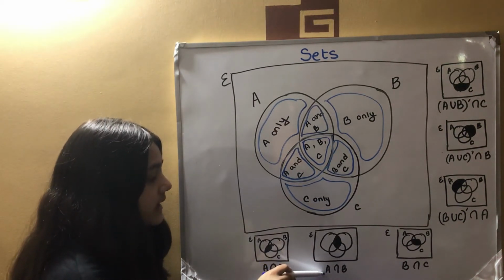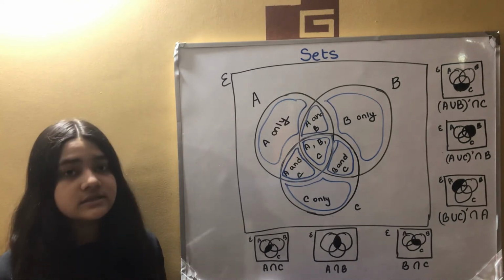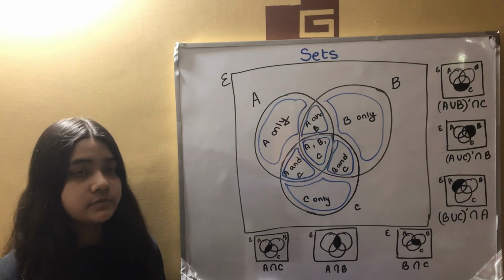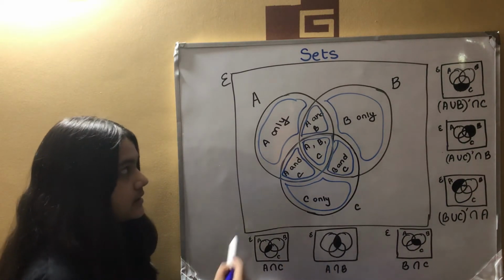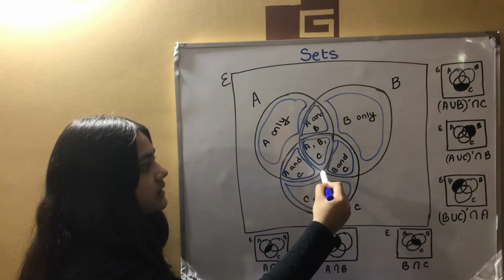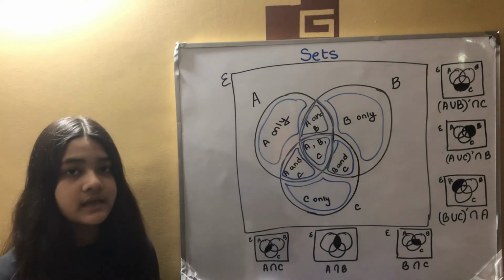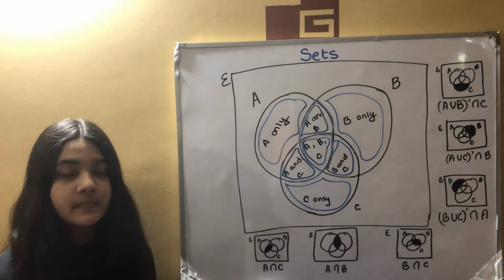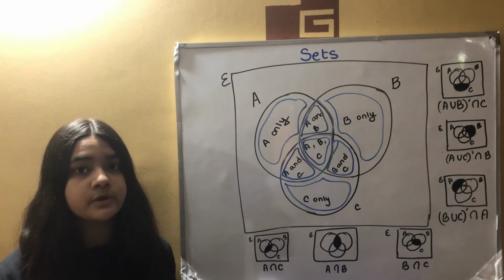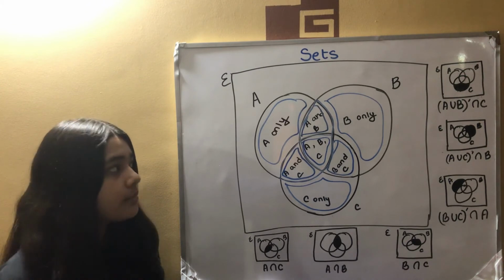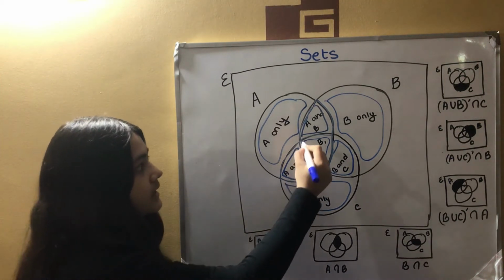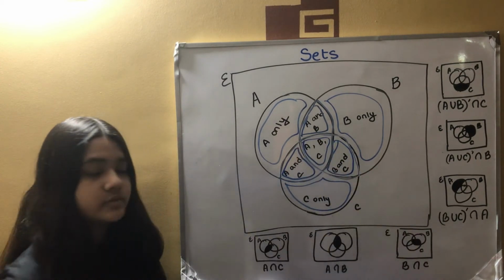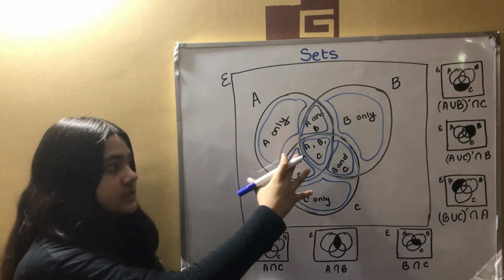And then we have A intersection B. A intersection B means the common part between set A and set B. The common part between set A and set B is this region. That means this whole region is the common part between set A and set B. After that, we have B intersection C. B intersection C means the common part between B and C. The common part between C and B is this region. And we have shaded this region in the miniature version of this Venn diagram.